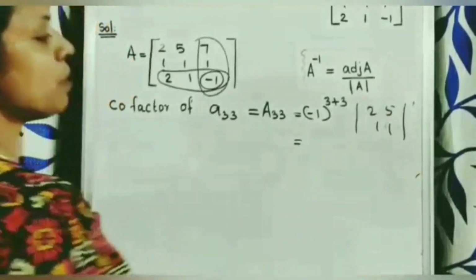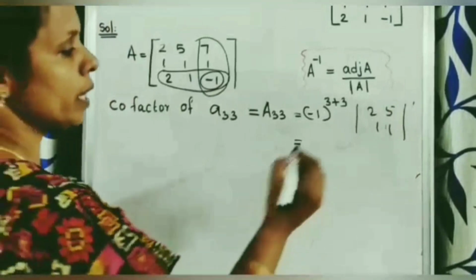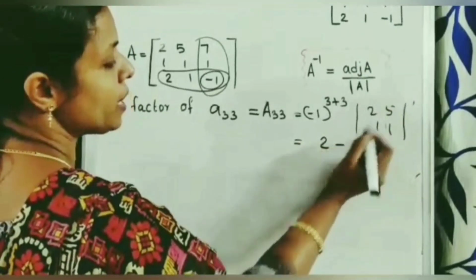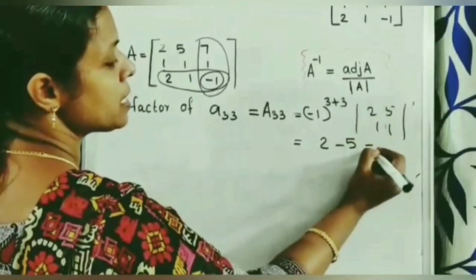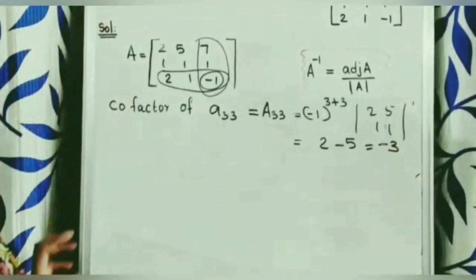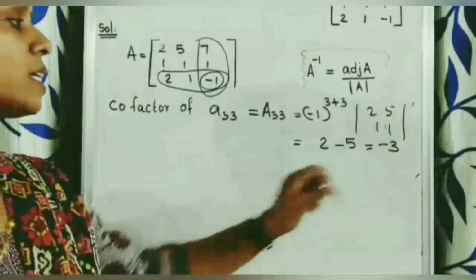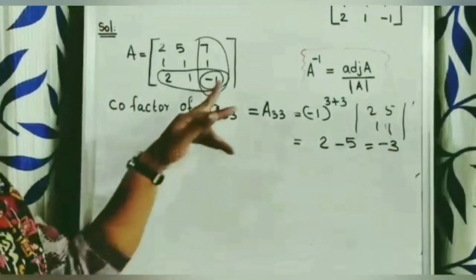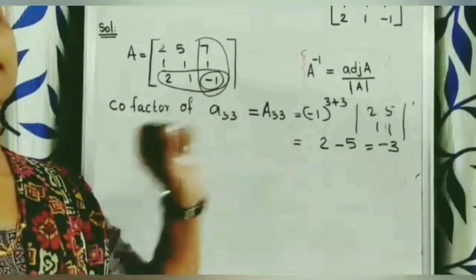That is equal to negative 1 whole raised to 6, which is 1. 2 into 1, that is 2, minus 1 into 5, 5. That is equal to negative 3. Now we get cofactor of A33 is equal to negative 3. That means cofactor of negative 1 is equal to minus 3. Clear?